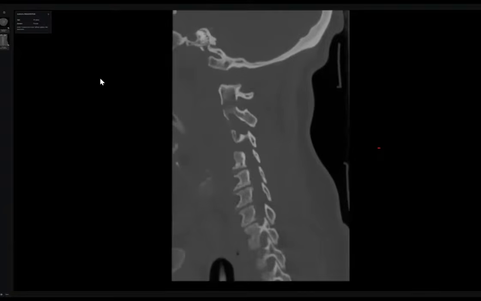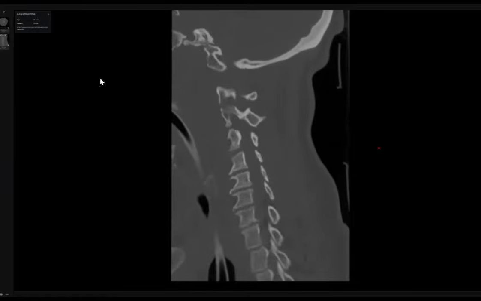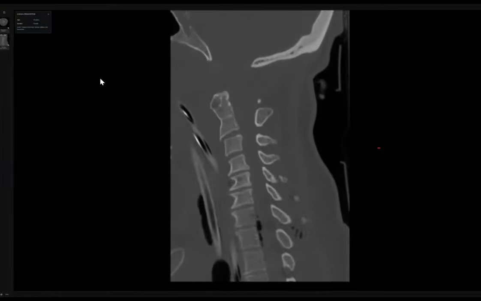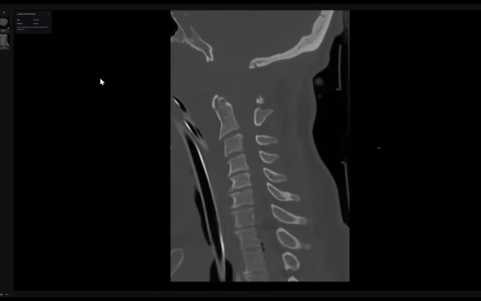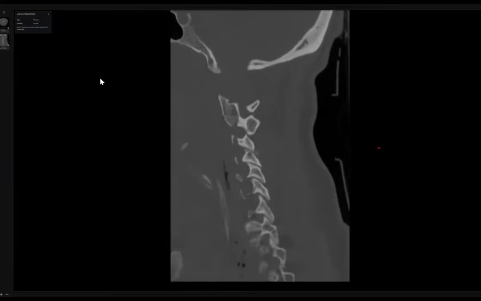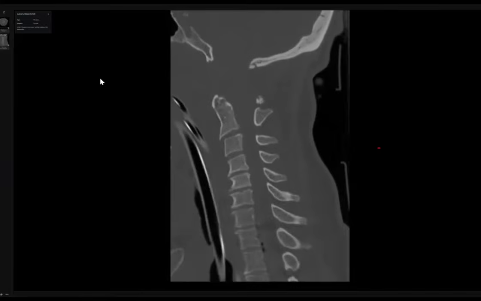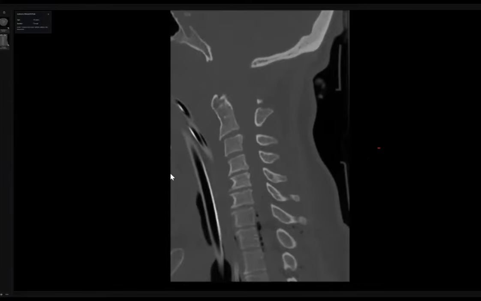The rest of the cervical spine appears unremarkable. I don't see any malalignment or any fractures. And there is air locules within the spinal canal and the soft tissue.